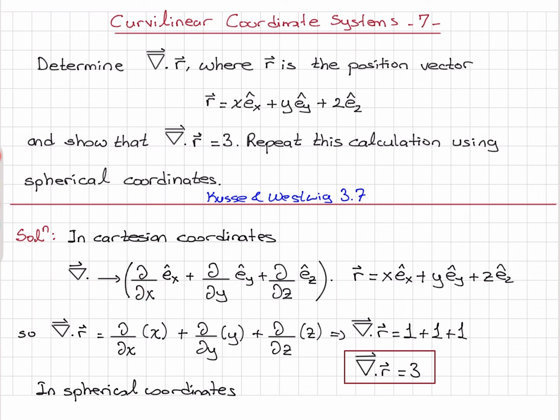All you have to do is to consider the x component, y component, and z components of the vector and take partial derivative with respect to x of x component, of the y component with respect to y, and of the z component with respect to z, and add them up. So it's the del operator dot product with the position vector. In this case, x derivative with respect to x is 1, y derivative with respect to y is 1, z derivative with respect to z is 1. So we get 1 plus 1 plus 1, 3 as our final answer.